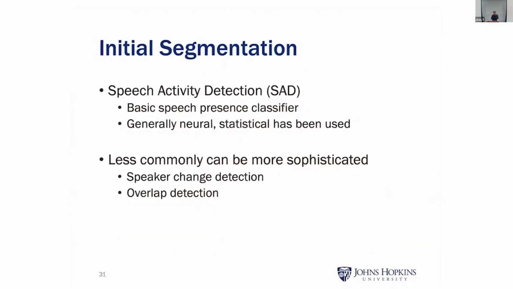In terms of how people do the initial segmentation, in general this is just speech activity detection, and people generally use a standard neural network to do this, though people have used statistical models in the past. And then there are some other approaches that have fallen out of favor. One is speaker change detection, where you're trying to segment actual speakers at this point. Overlap detection is also something people try to do at this step. That's harder than you would think, but it's an important problem to solve, so people try it.